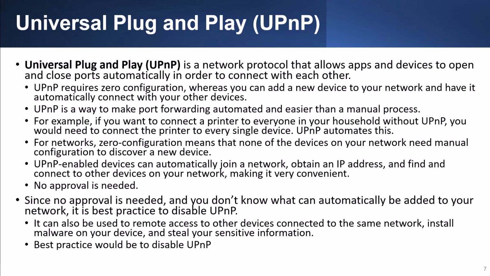Universal Plug-and-Play, or UPnP, is a network protocol that allows apps and devices to open and close ports automatically in order to connect with each other. UPnP requires zero configuration, whereas you can add a new device to your network and have it automatically connect with your other devices. UPnP is a way to make port forwarding automated and easier than a manual process. For example, if you want to connect a printer to everyone in the household without UPnP, you would need to connect the printer to every single device.